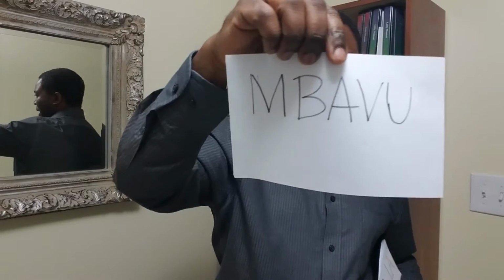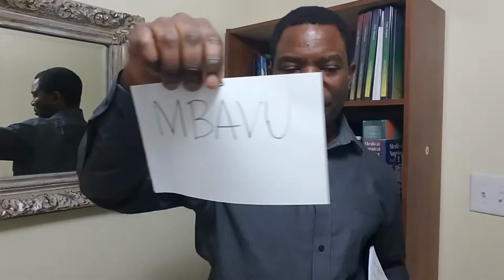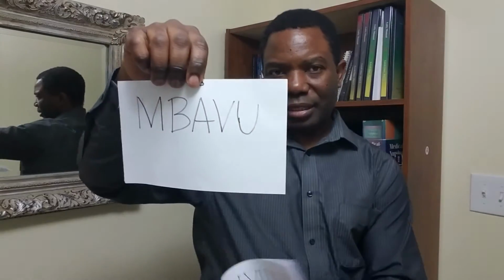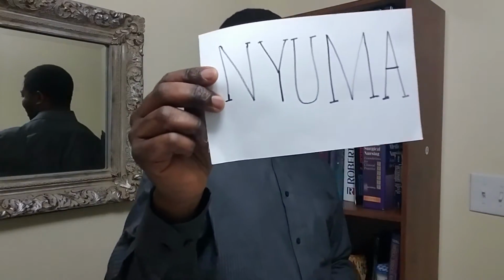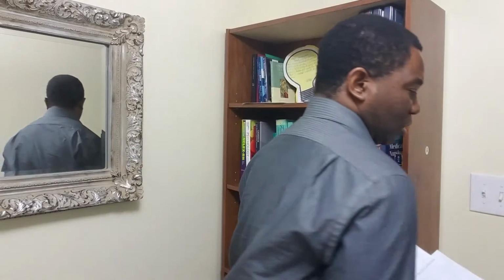Ribs are called Mbavu. So on each side we have Mbavu. Somebody can break his Mbavu when he falls. You can break the ribs. You know the ribs can get broken easily. Then we have the back. Your back is called Nyuma. Nyuma is when somebody turns and gives you his back.